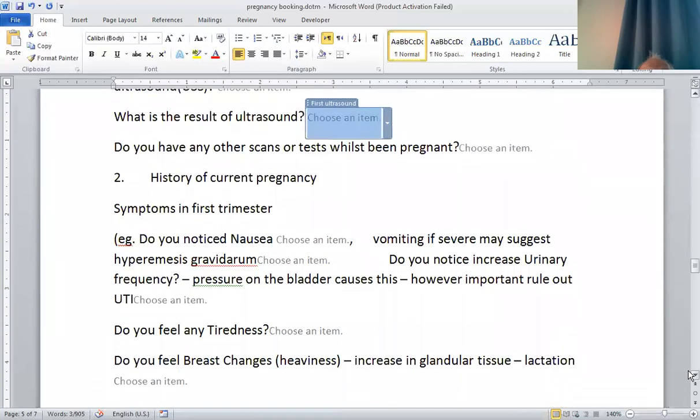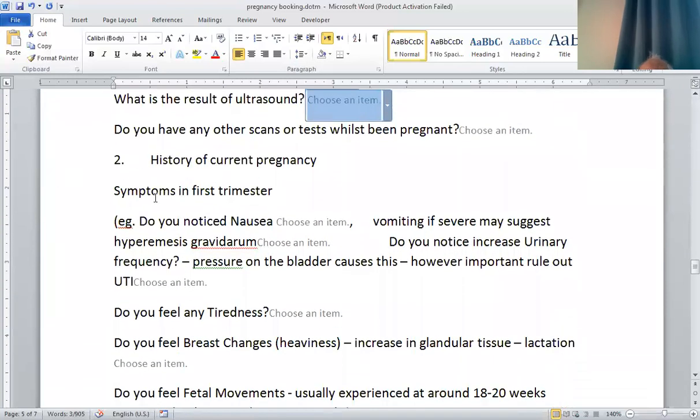Then we will ask about the history of the present pregnancy. We ask about symptoms in the first trimester. We ask about nausea.